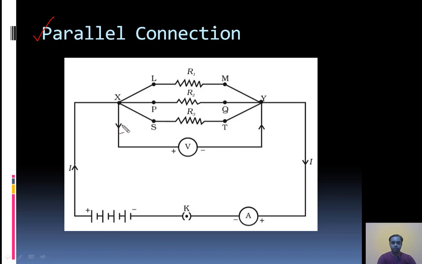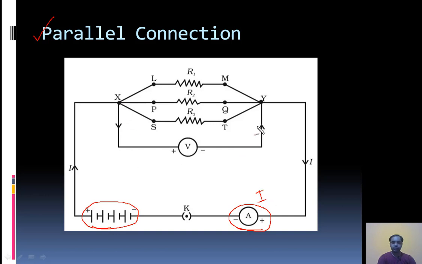You can see this is a circuit. Now this is a series of cells, that is a battery. Now this is an ammeter connected with the circuit in series. The job of the ammeter is to measure the value of the current I.